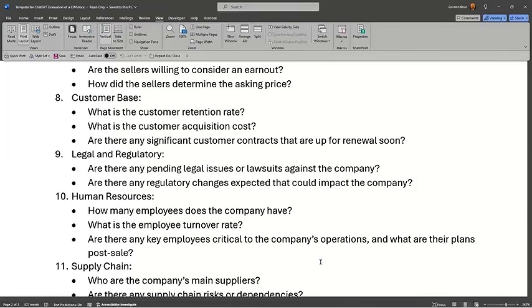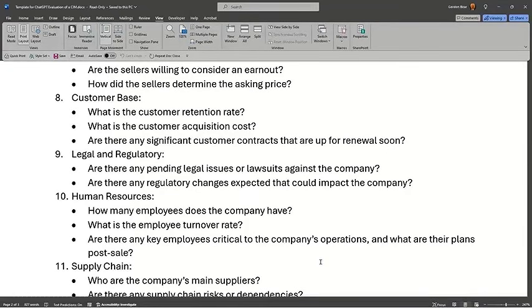What is the customer acquisition cost? How much does it cost us to get a new customer? Here's what we spent on advertising, marketing. If it's in the CIM, good old ChatGPT will find it, go pull it out. But if it doesn't find it, you can't pull it out, it's going to be on our list of questions to ask the seller.